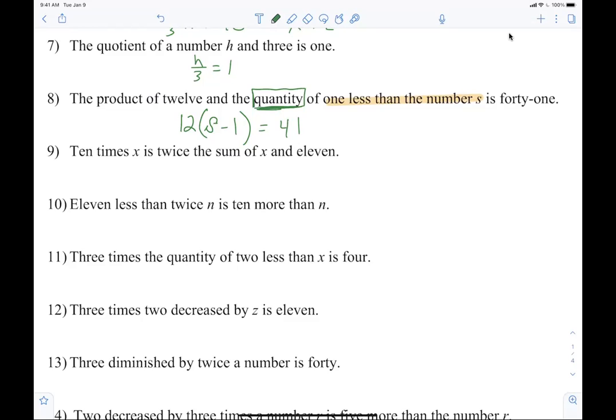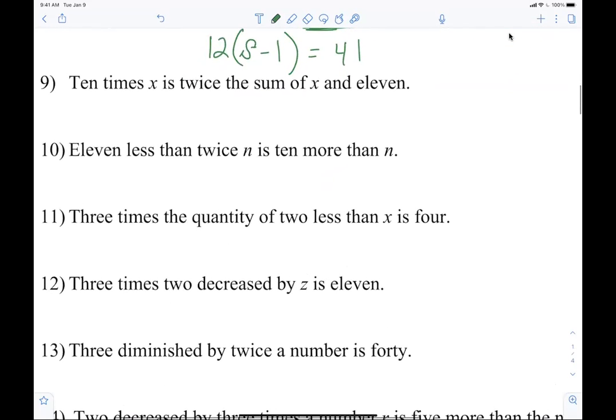All right, help me out, Maya. 10 times x is plus sum of x. Would it be 10x equals 2 times parentheses x plus 1? Thank you very, very much. Very good.